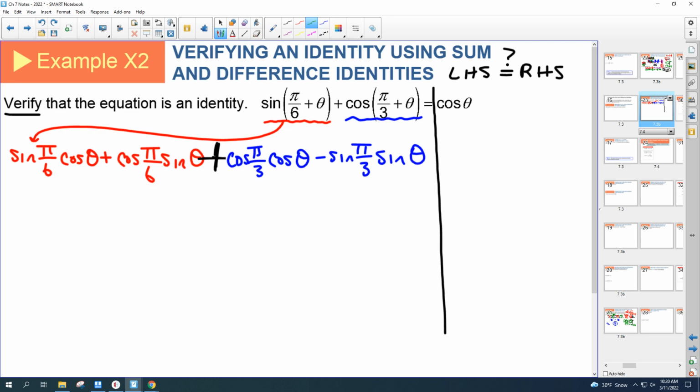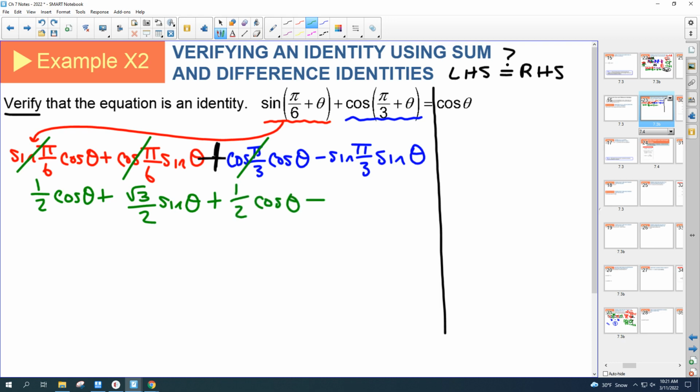So you should be able to look at the chart and tell me what sine pi over 6 is. What's sine pi over 6? 1/2. So I'm looking at 1/2 cosine theta. And right here, you should be able to tell me cosine pi over 6. Square root of 3 over 2 sine theta plus cosine pi over 3, another chart question. It's 1/2 cosine theta minus sine pi over 3. So square root of 3 over 2 sine theta. Very good.